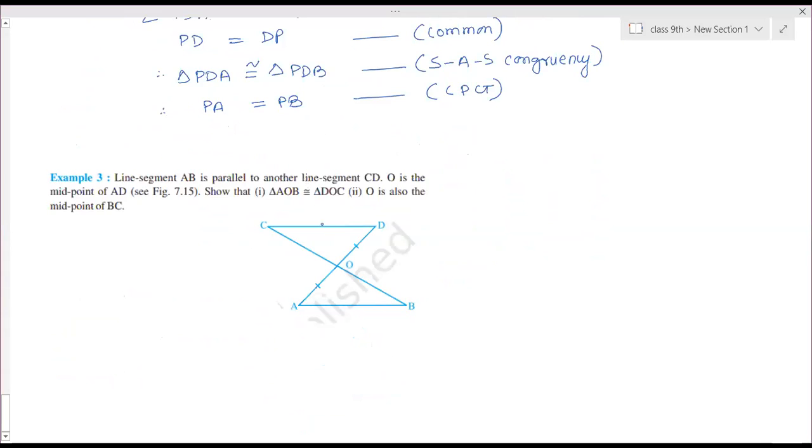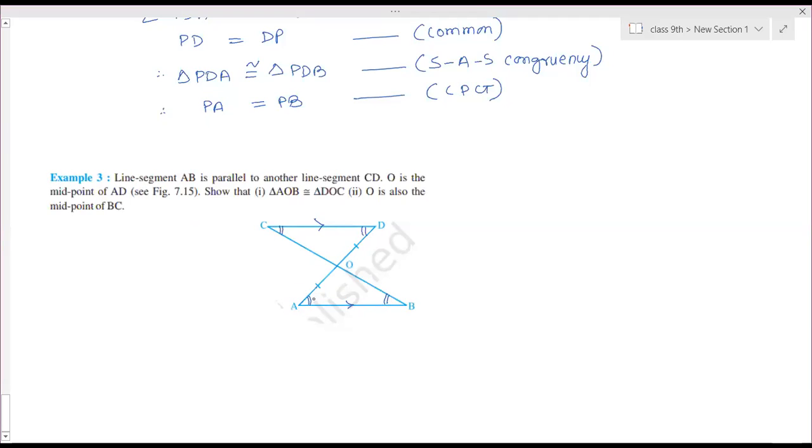How to show, sorry. They have given CD and AB are parallel, and O is the midpoint of AD. O is a midpoint, that means OA and OD are equal. Then the other thing, CD is parallel to AB, therefore angle C is equal to angle B. So this angle is equal to this angle. These are alternate interior angles. Same in the other angles: angle D is equal to angle A.